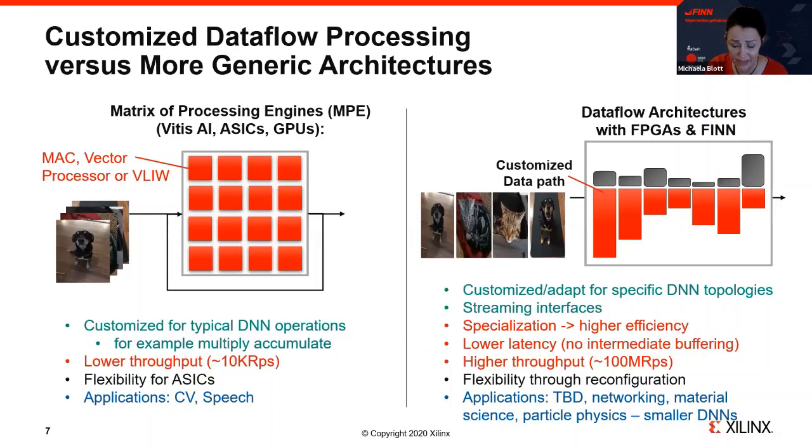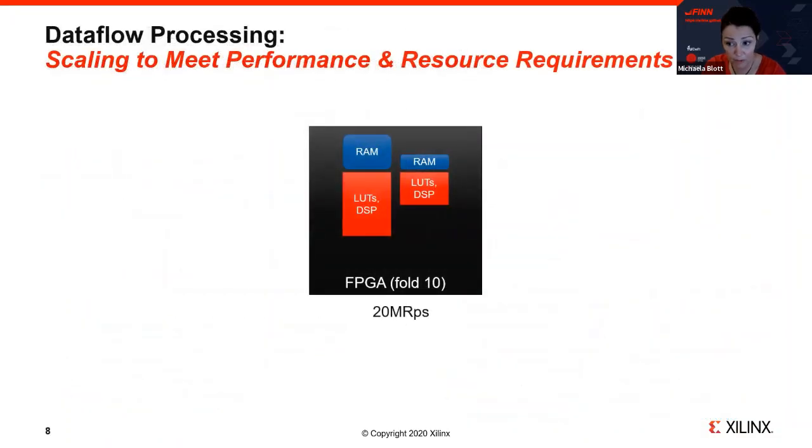These architectures are completely specialized for specific topologies. So if you change the topology, you need a different architecture. But that's okay, because we can offer the flexibility in FPGAs through reconfiguration. ASICs don't make sense here. So applications are here still TBD. But from our research, we can see strong promise, for example, in networking, material science, particle physics, and other domains using typically lower complexity DNNs. A specific advantage of the dataflow architecture is that I can scale them to meet performance or resource requirements.